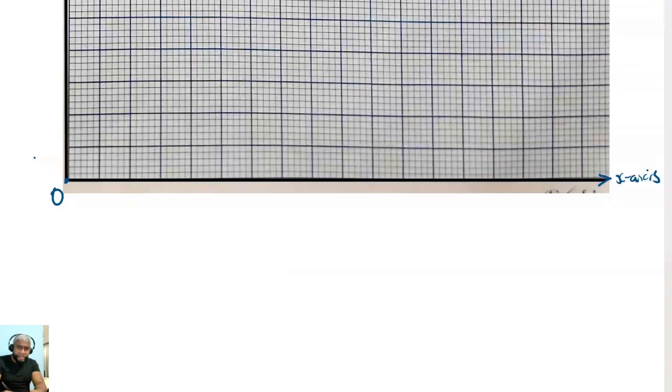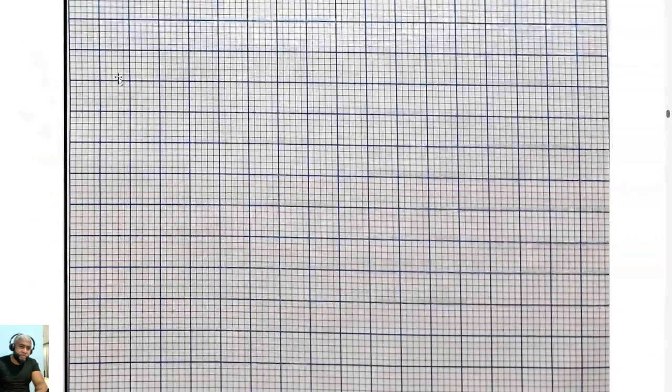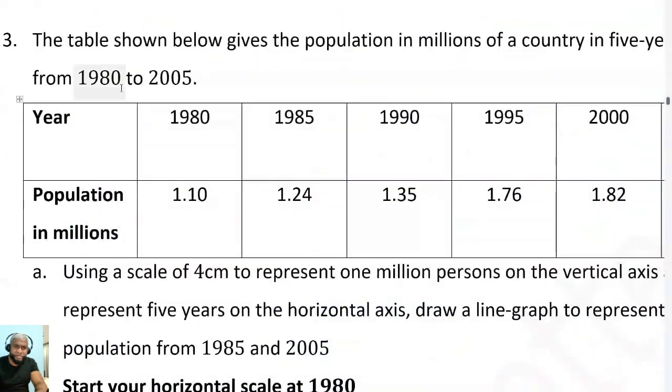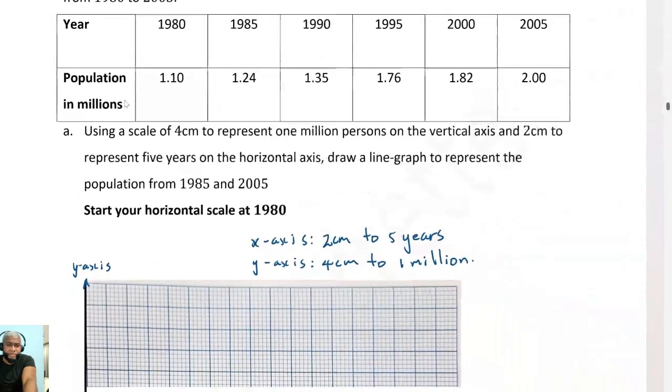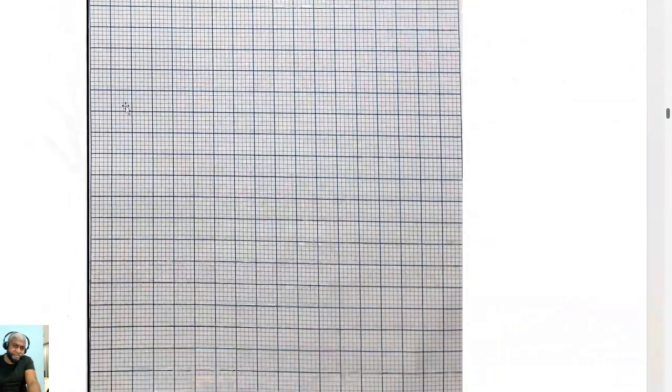So here, the x-axis will be years, and the y-axis is what? People? Was it people? Population. Yeah, that's the population in millions. Population in millions. All right.